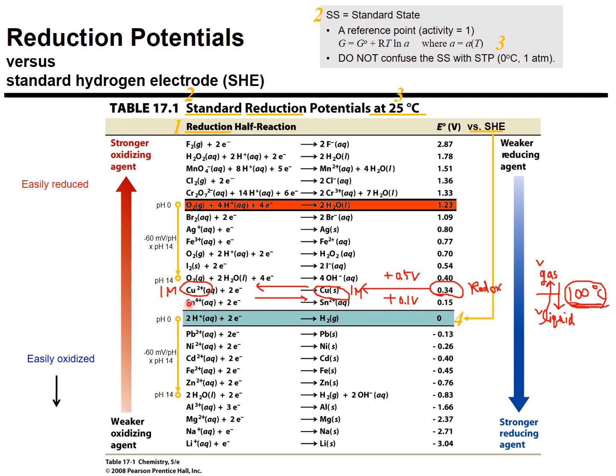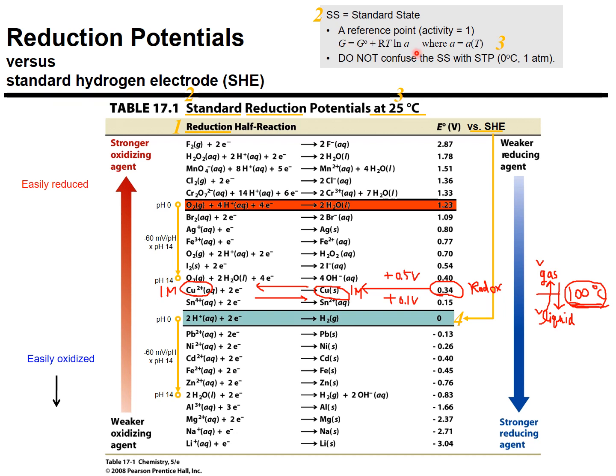If you change the concentration of copper 2 plus from 1 molarity to 0.1 molarity, this value is changing. So you can expect the value at 0.1 molarity by using the Nernst equation, but it is not the standard reduction potential. The second one is temperature.